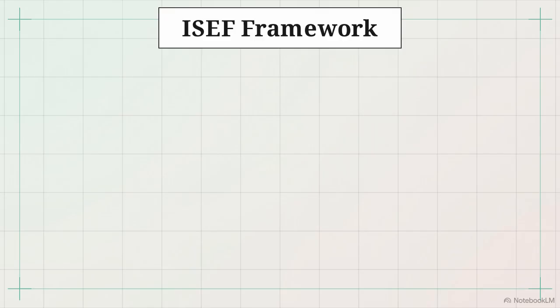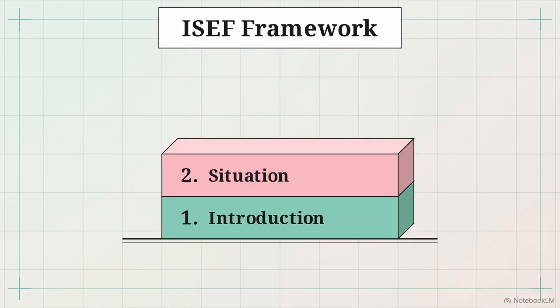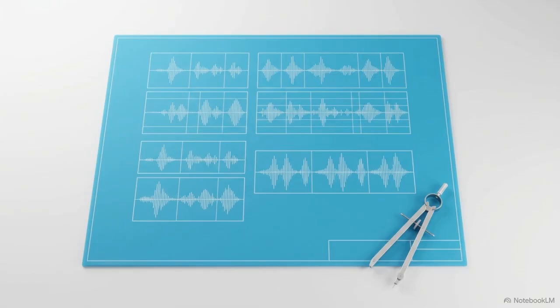When an IELTS speaking prompt asks you to describe an event, the most efficient response follows a systematic blueprint. This is the ISEF framework, composed of 4 specific stages: introduction, situation, experience, and feeling. This structure acts as a structural blueprint, designed to organize the continuous speech required by the assessment.